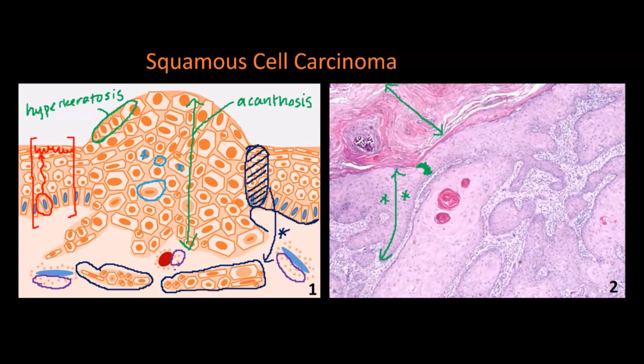Now, admittedly, it's a little bit harder to appreciate the pleomorphism or cellular irregularity in the epidermis since we're a little bit more zoomed out here than we were on the cartoon image. But one feature that should be readily apparent to you is that you can notice that there are clusters of atypical keratinocytes that have invaded into the underlying dermis, which is the hallmark of this being an invasive squamous cell carcinoma.